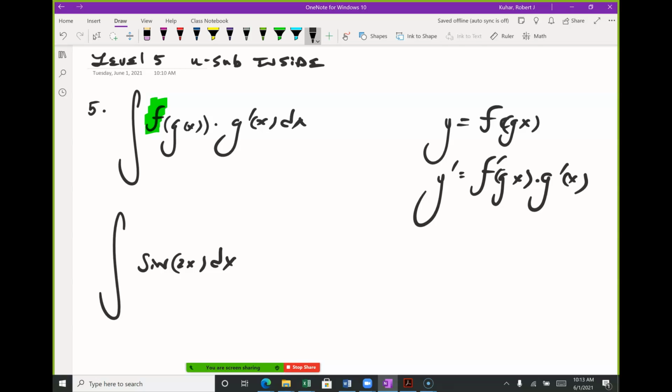Does it have anything to do with a fraction? Am I going to be right dividing and conquering or long division? No. Do I see a function? Yes, sine. Do I see its derivative, cosine? No. Do I see a function? Yes, 2x. Do I see a derivative, 2? No. So it's failed on every piece. Is there a clear inside? Yes. So I'm going to let u be the inside.